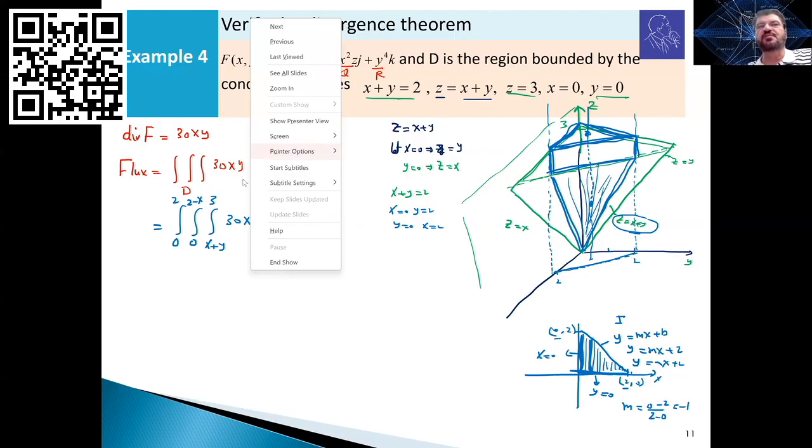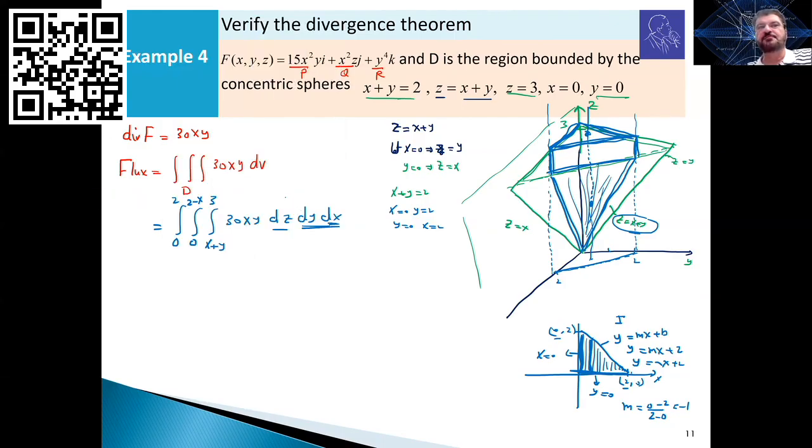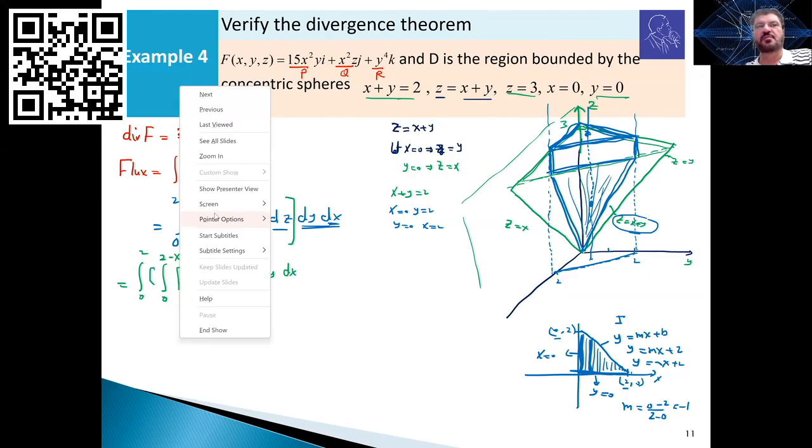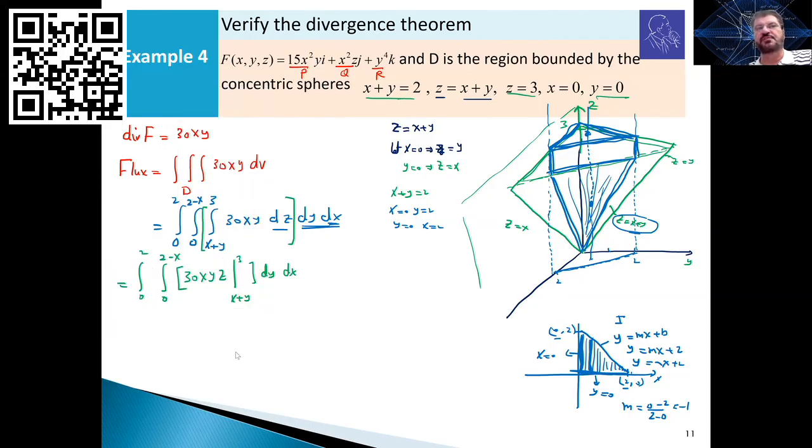Now what do we do? We integrate from the inside. So this will give me the integration from 0 to 2, integration from 0 to 2 minus x, of 3xyz from x plus y to 3, then dy dx, and we close that part. This is not closed yet. And this is equal to the integration from 0 to 2, integration from 0 to 2 minus x.